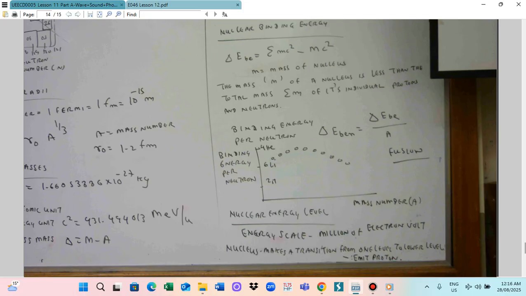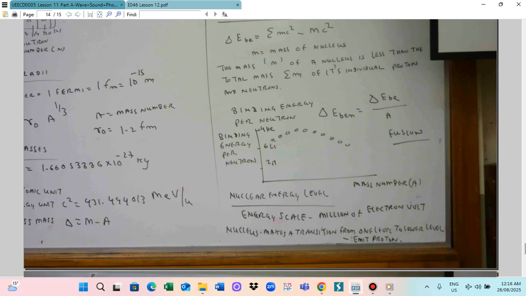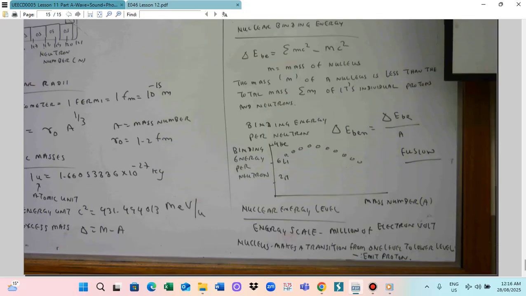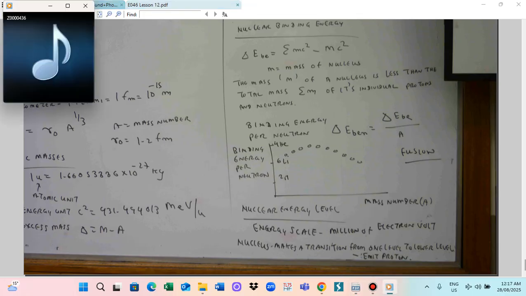The nucleus makes a transition from one level to another, lower level. In this case, it can emit a photon. So when the nucleus goes from one energy level to another, it usually emits a photon. Therefore, the photon emission needs to be controlled. So in the nuclear reactor, energy levels are changing from one to another and emitting photons. Atoms contain a nucleus.